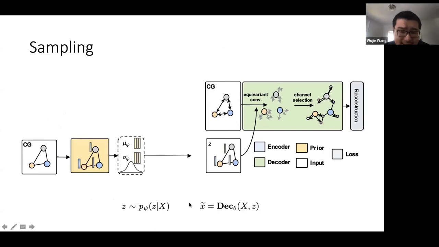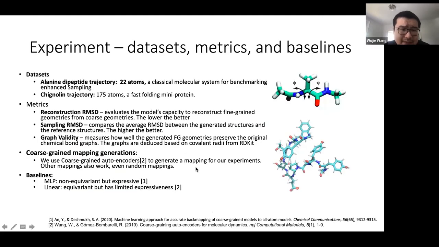And as for sampling, everyone probably is very familiar with that. After training, you sample from your prior given a coarse-grain structure to generate the feature vector for Z, and you use your Z and big X to generate your final fine-grain geometries. And during the sampling procedure, all the information you need is big X, basically, the coarse representation.